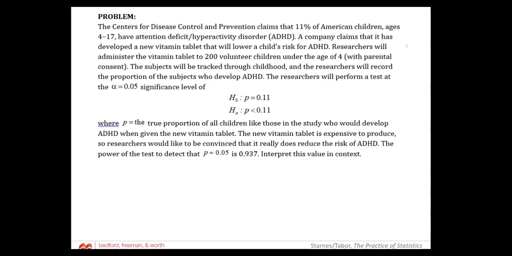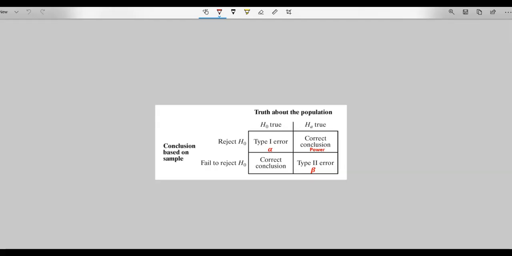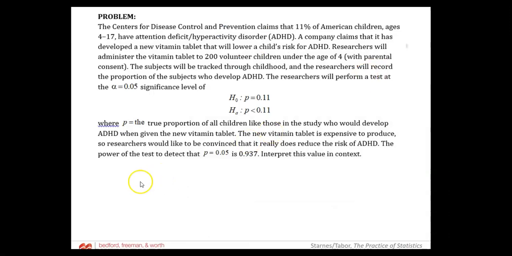This is the kicker. The power of the test to detect that P equals 0.05 is 0.937. Interpret this value in context. So let's remember what power is. Power is the top right square there. It's when you reject the null correctly, and the alternate really is true. The null is not true, the alternate is true, so you come to the correct conclusion, you reject the null. So the power of the test is 0.937.